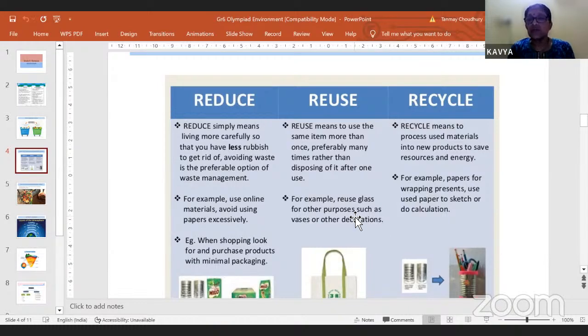Or we should reuse it. For example, once we use the plastic bottle, we shouldn't throw it away. We can reuse it. We can recycle it. We can make it into different items and recycle. For example, paper which is used to wrap presents and all, you can use that paper to do some other handicraft item or something instead of just throwing it away into the land.